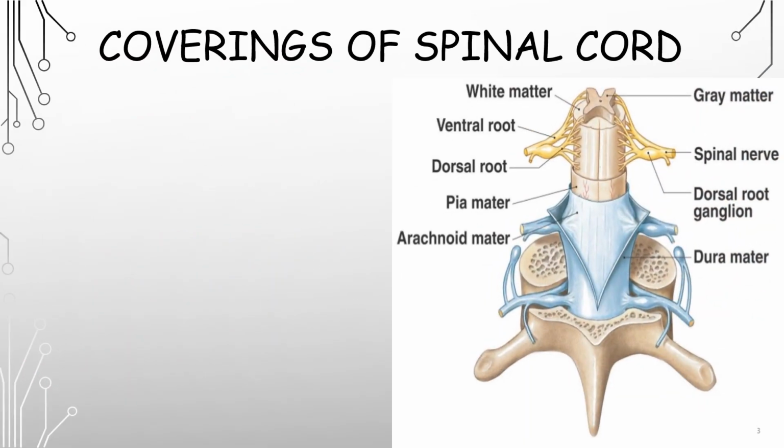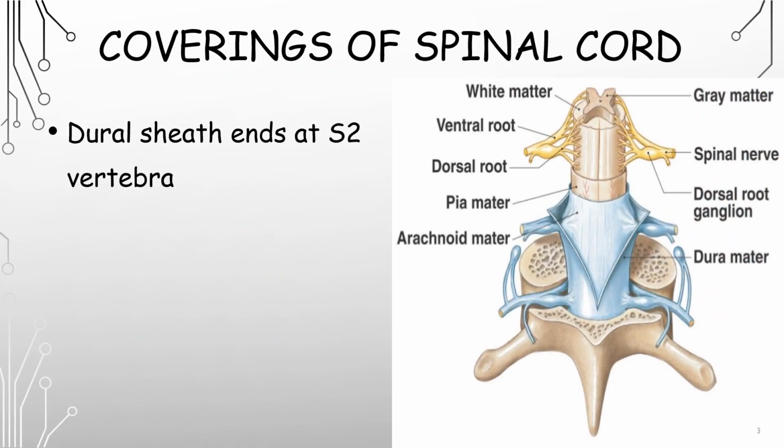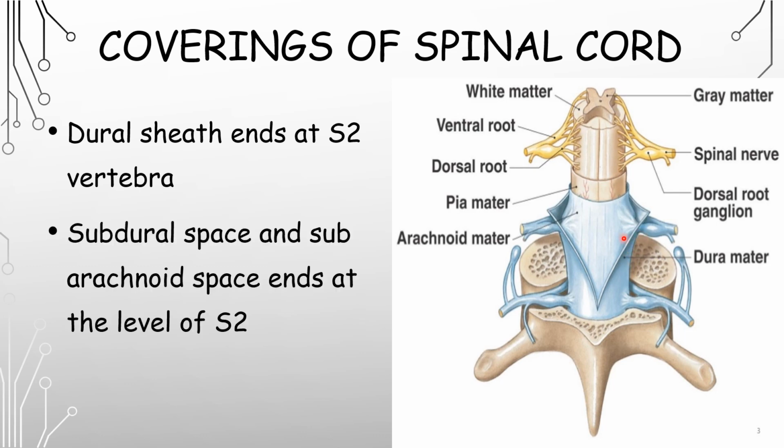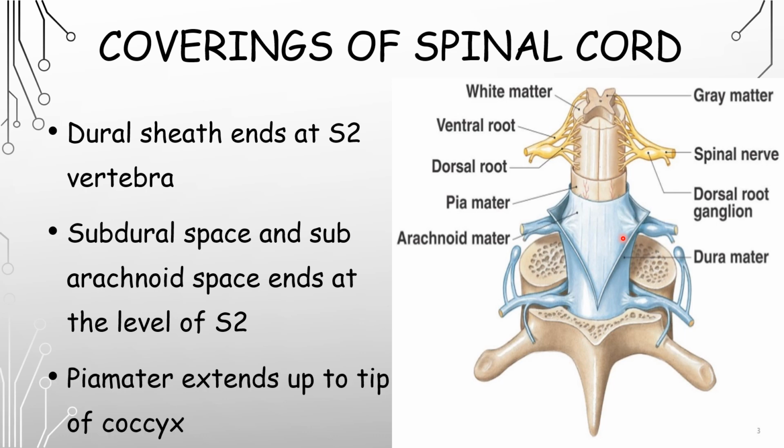Coming to the coverings of the spinal cord, we know that there is the dura mater, the outer layer. This sheath ends at the level of the S2 vertebra. The subdural space and the subarachnoid space both end at the level of the S2 vertebra, and the innermost layer, the pia mater, extends up to the end of the coccyx.